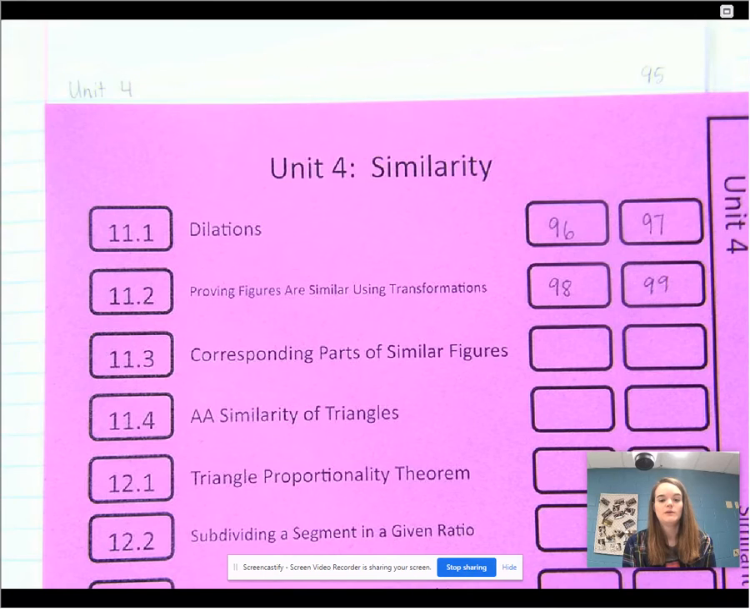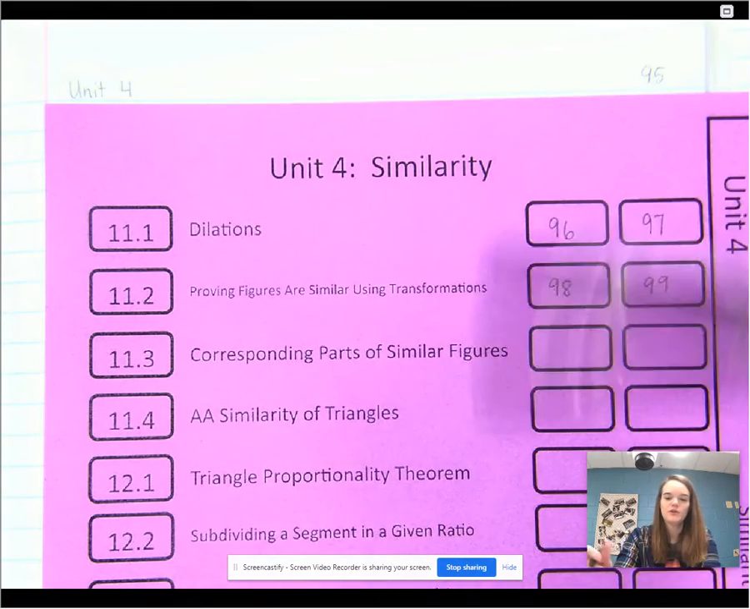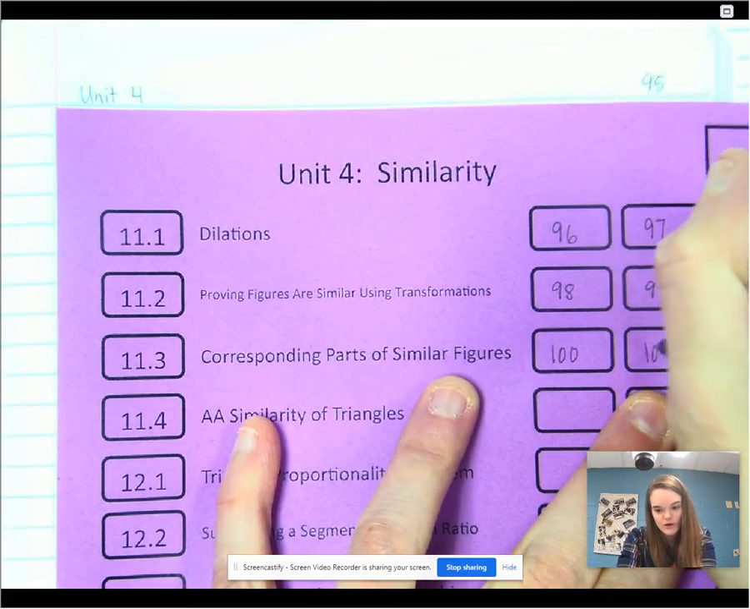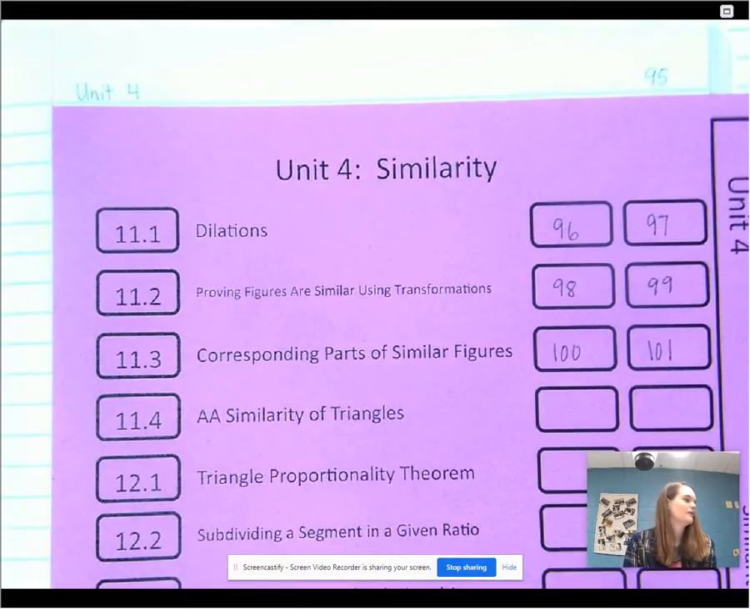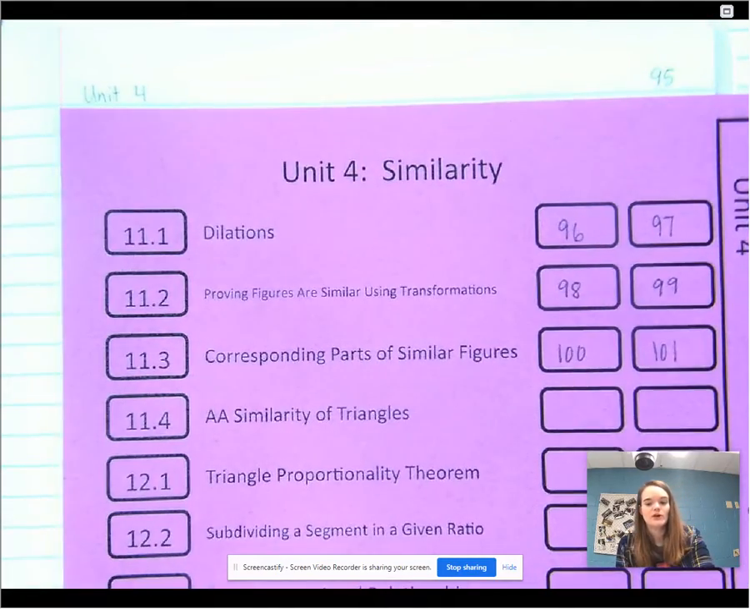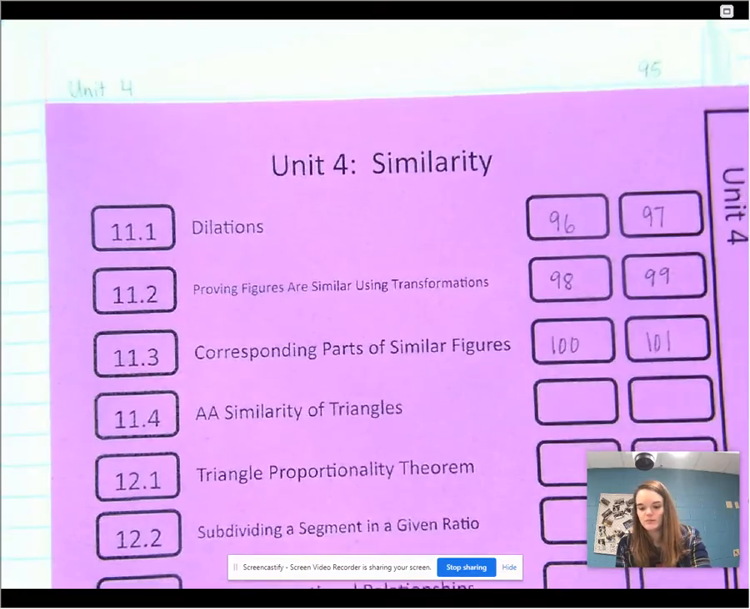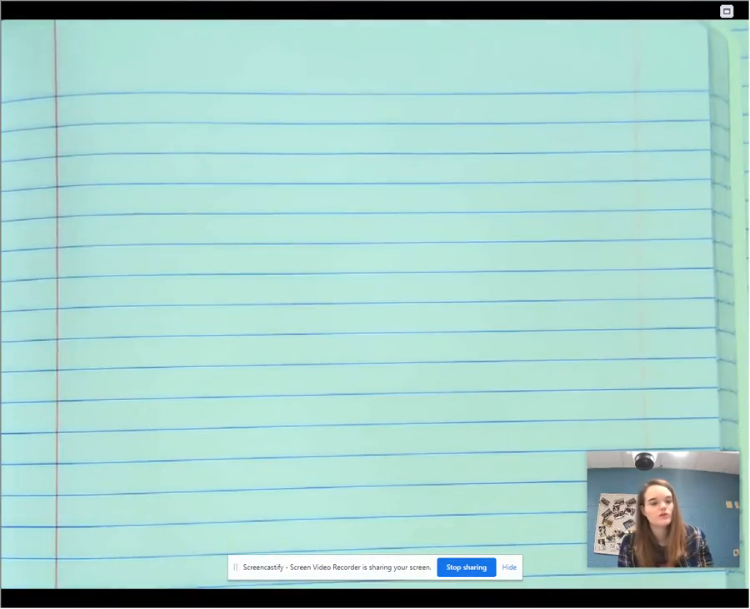Alright guys, today we're going to be doing the corresponding parts of similar figures. It's very similar to the corresponding parts of congruent figures, but now we're going to start talking about similar figures. And we've made it to the halfway mark. That's 100 and 101. We actually won't make it all the way to 200, but we're going to go ahead and label 100 and 101, and then we're going to do the two foldables that are attached with this video. So let's turn to 100.